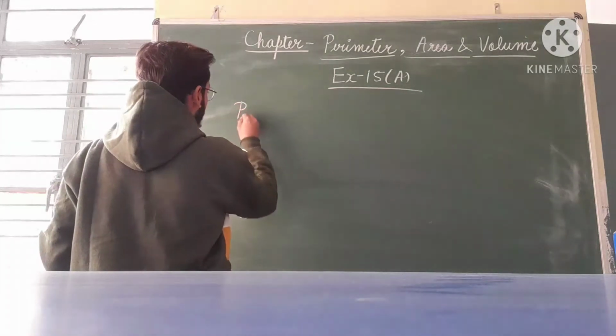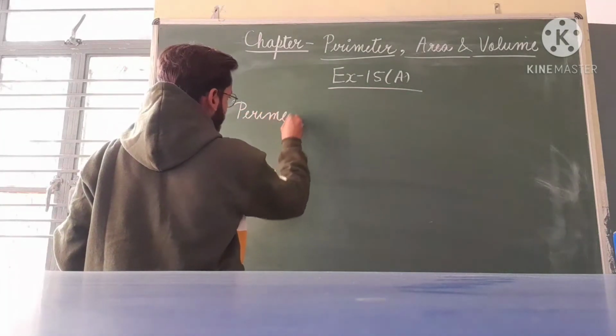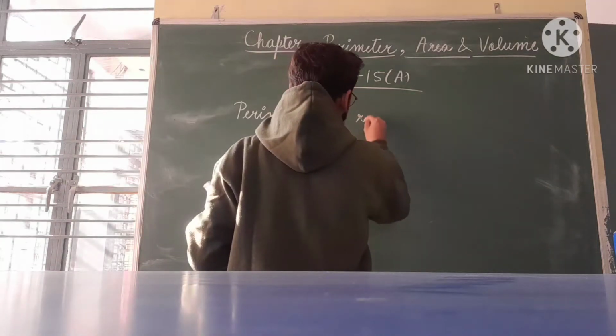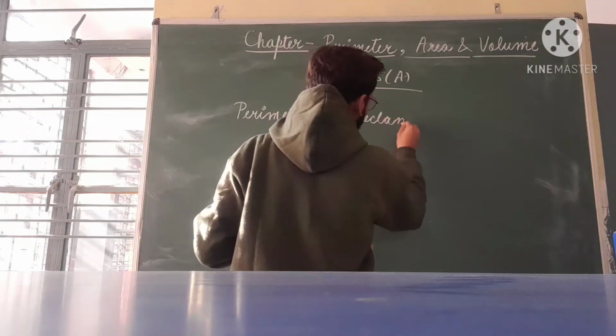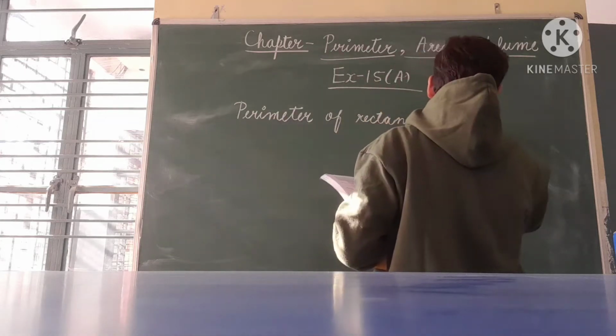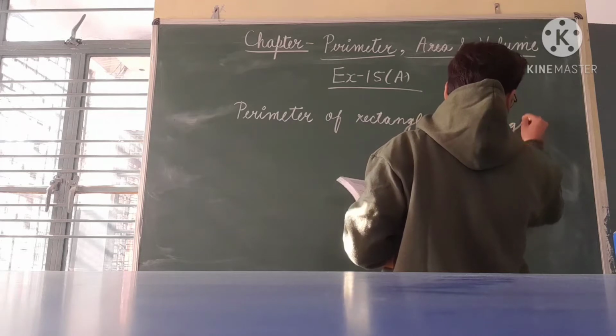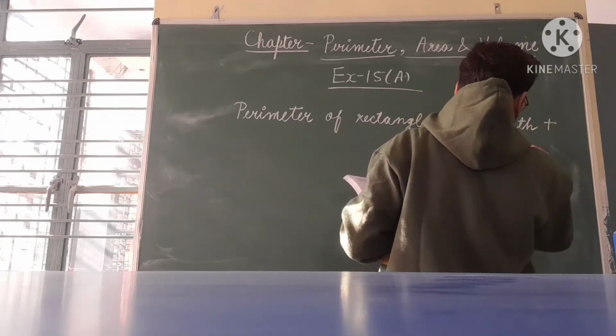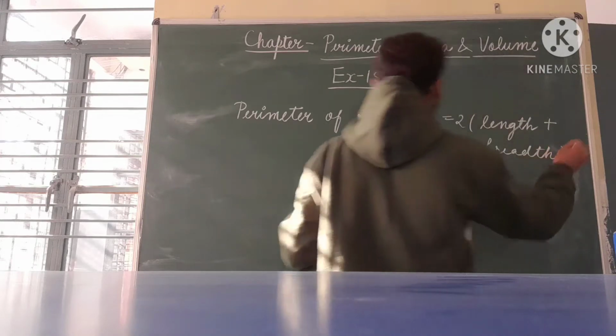The perimeter of a rectangle, as we write the formula, is equal to twice of its length plus breadth. Twice of length plus breadth is known as the perimeter of a rectangle.